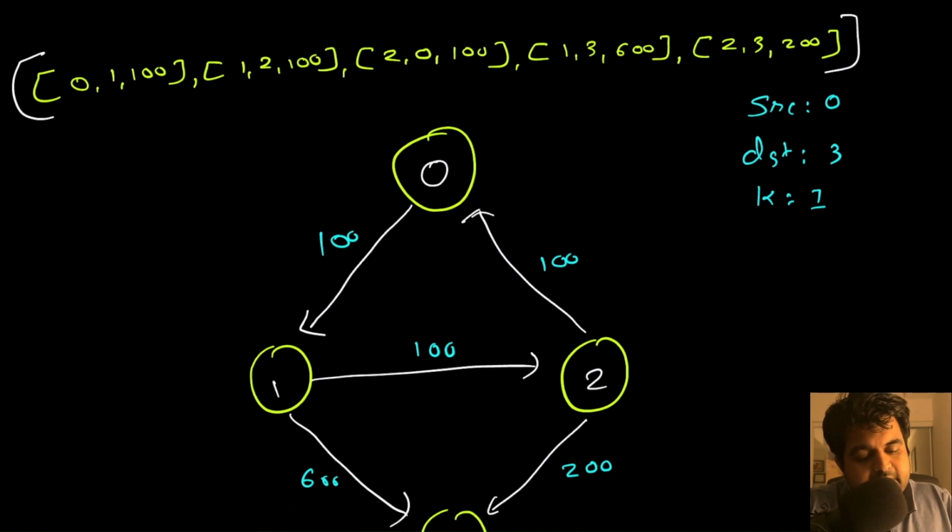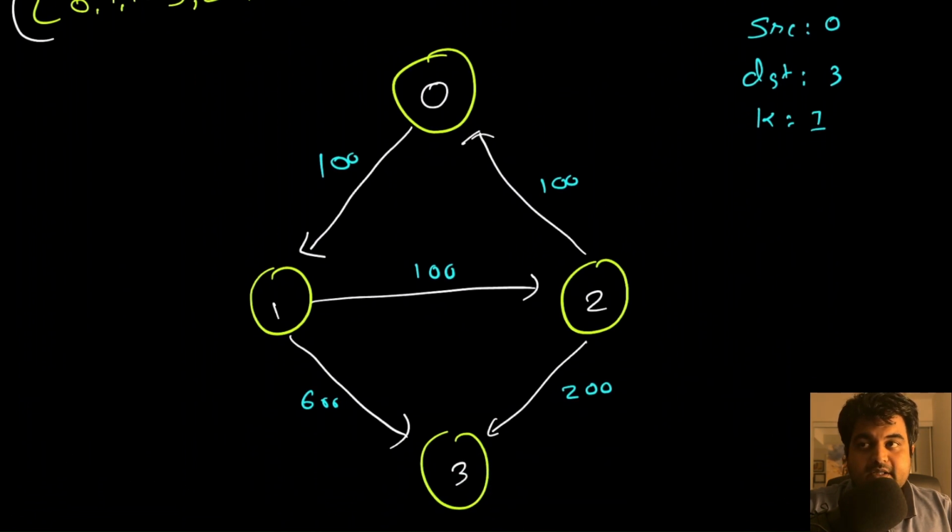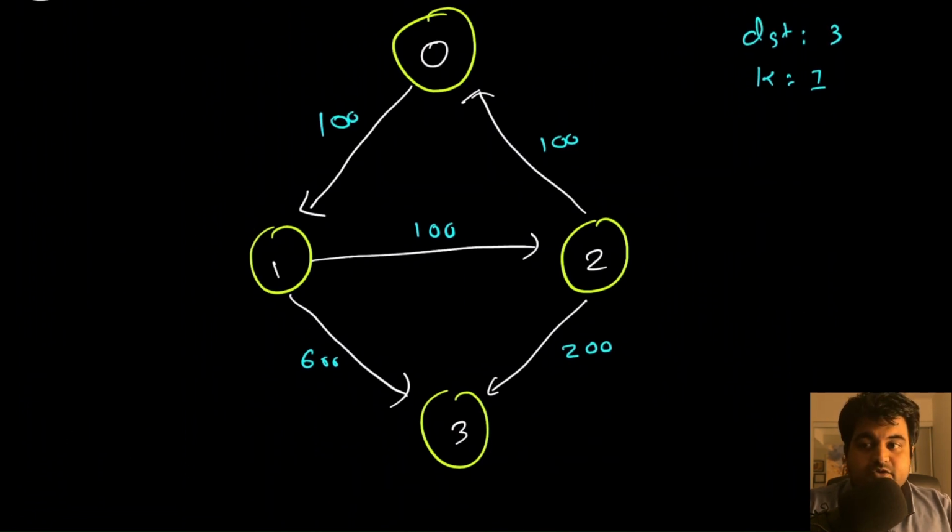We are also being told that we are planning our journey from source city 0 to destination city 3. Now this 0 and 3 can be replaced by any real life values like New York and Paris, France, New Delhi, you name it. And we are saying that we want to take at most one stop, nothing more than that. Now let's see what should be the answer in this case.